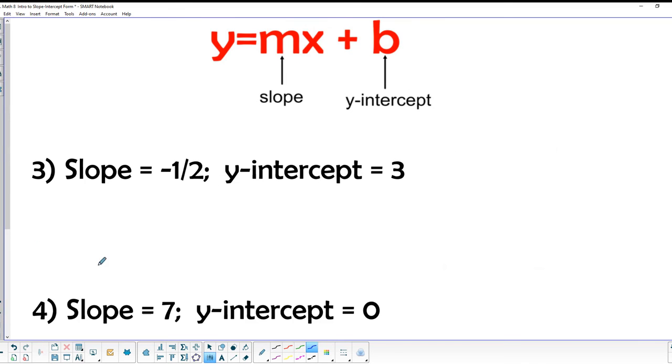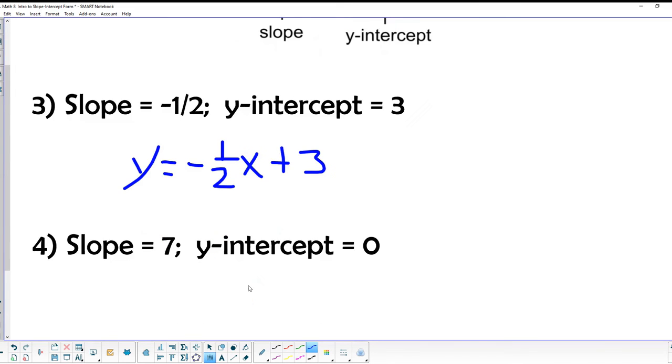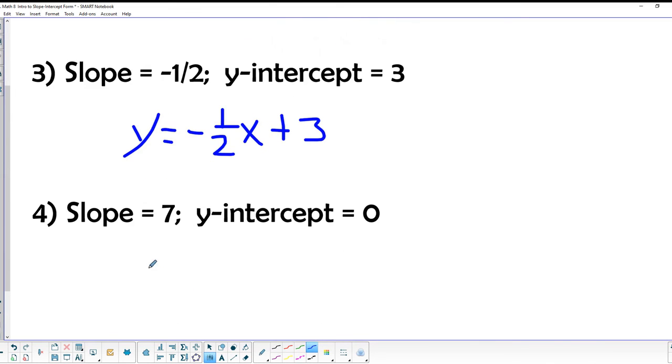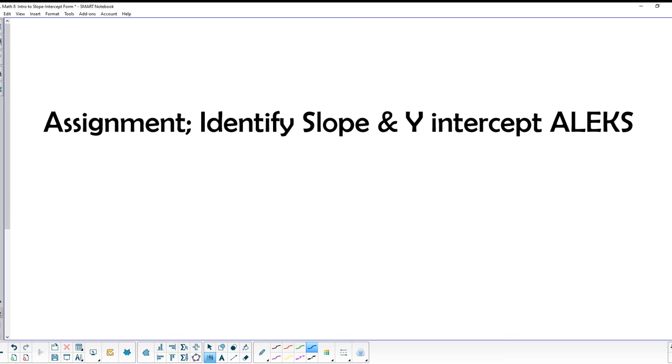Let's try this one. y equals negative 1/2 x plus the y-intercept, which is 3. This number 4: y equals the slope, which is 7, times x, plus or minus whatever reading you have for the y-intercept. In this case, it's 0, so we don't even have to write it. Okay, so that's what we're practicing. It sounds like it's kind of straightforward.